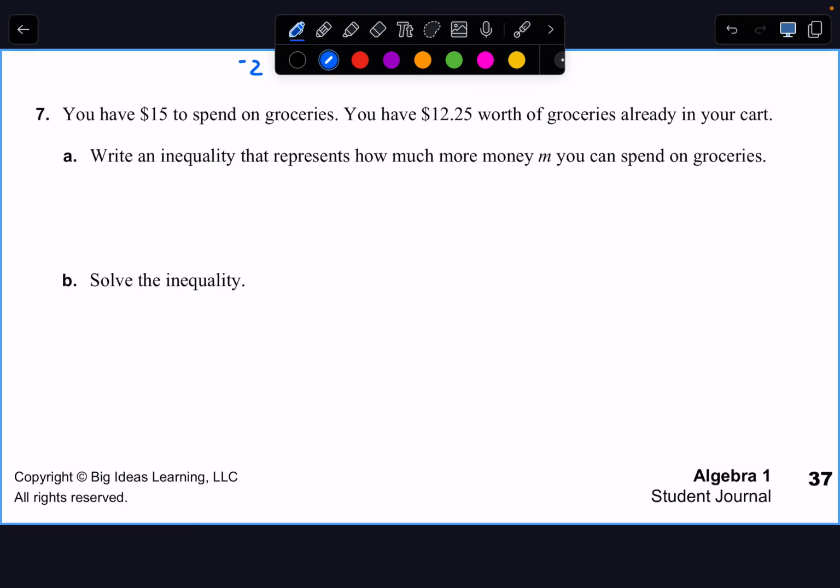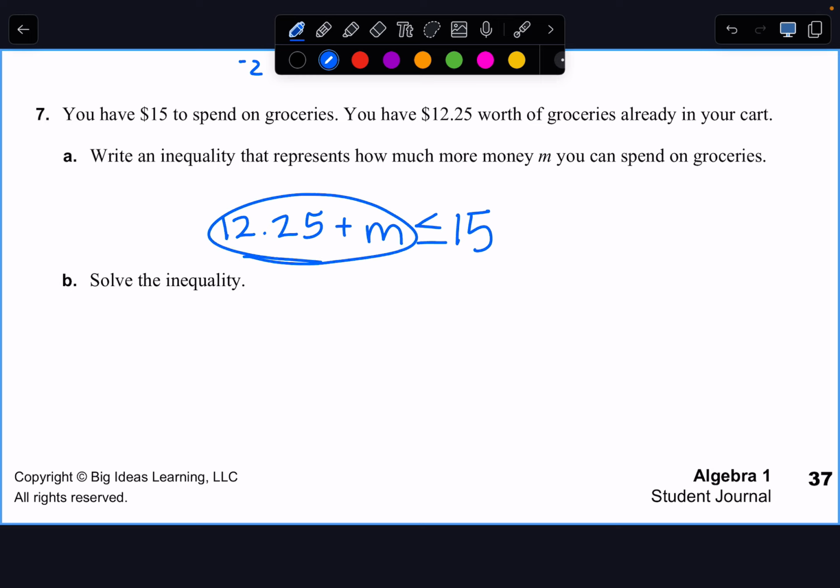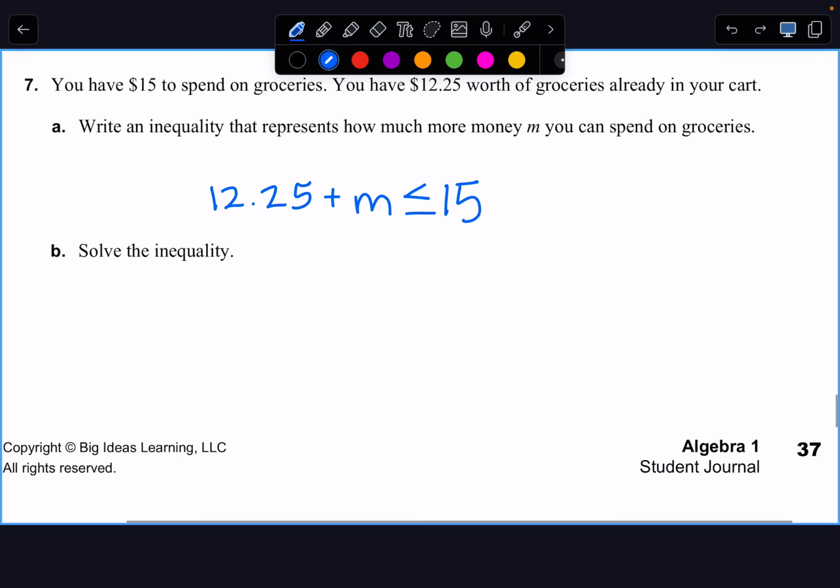Okay. We have 12.25 in our cart, plus maybe we're going to buy some more. How is that going to compare to 15? Less than or greater than or equal to. Less than or equal to, because we can't spend more than 15. So what we buy has to be under 15 or right at 15, which means we have to spend less than or right at $2.75. Right?